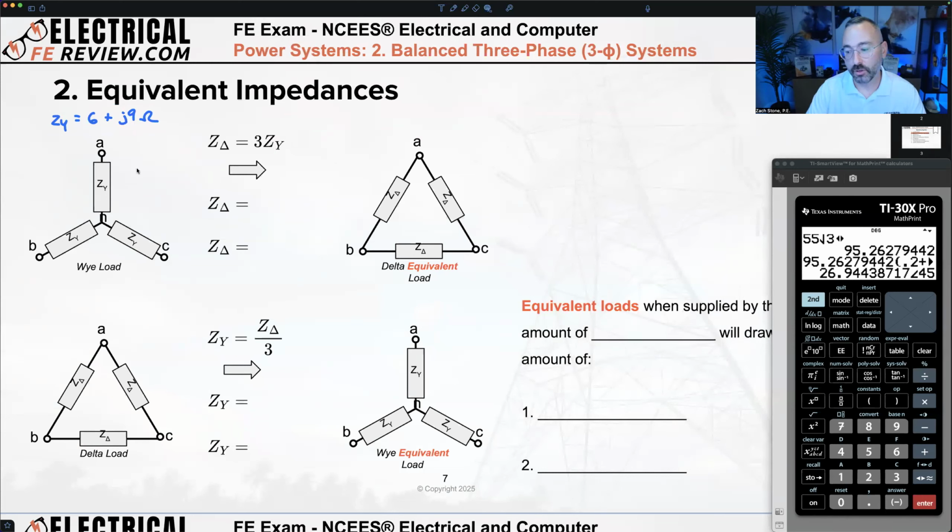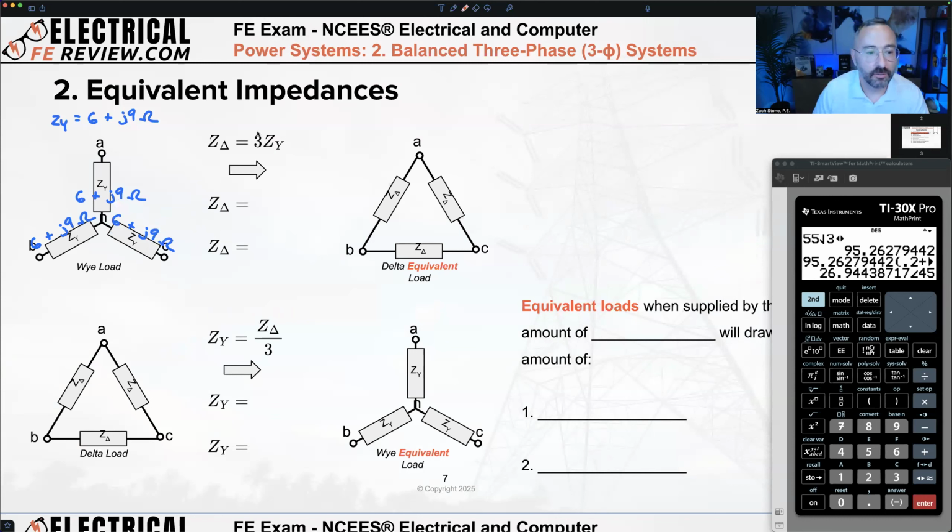Careful, Daniel. Not multiplying by 3 yet. We're going to get there soon, although I think you were probably talking about this delta equivalent load. But to complete our Y connected load, that means I've got 6 plus j9 ohms from A to neutral, 6 plus j9 ohms from B to neutral, and the same 6 plus j9 ohms from C to neutral.